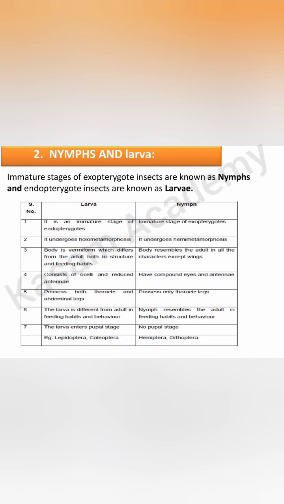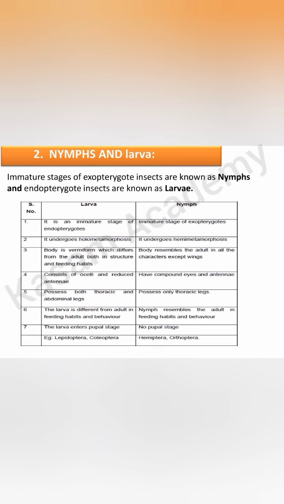And the body of larva is vermiform, which differs from that of adult in both structure and in behavior and habits like feeding, whereas the nymph body resembles the adult in all characters except in the development of wings. In larva the ocelli and antennae are reduced, but in nymph these are very well developed. Larva possess both thoracic and abdominal legs, but nymph possess only thoracic legs.